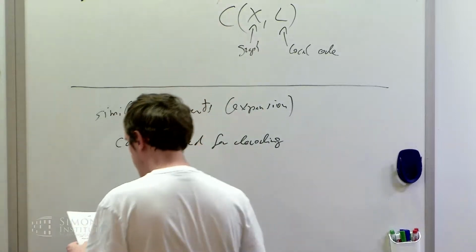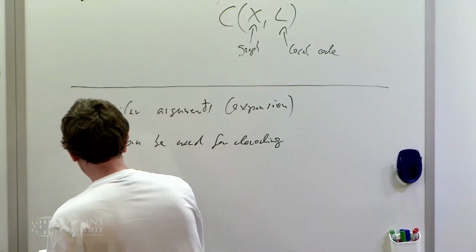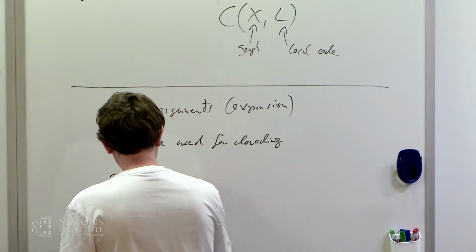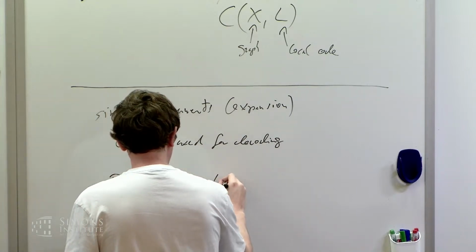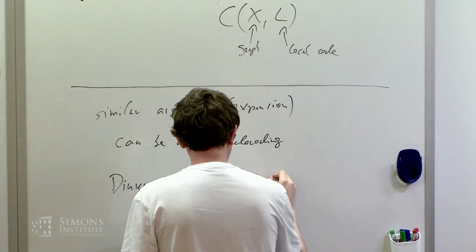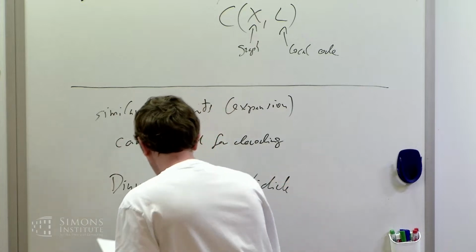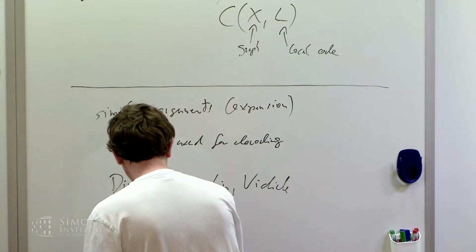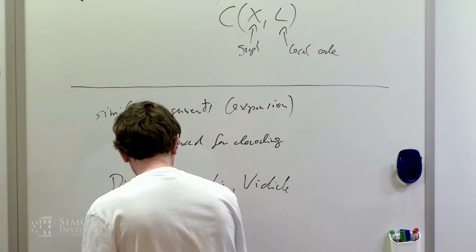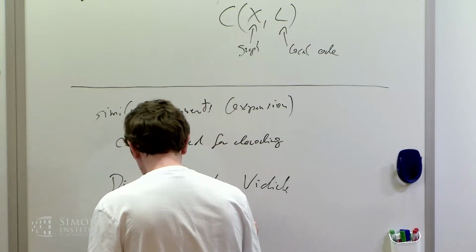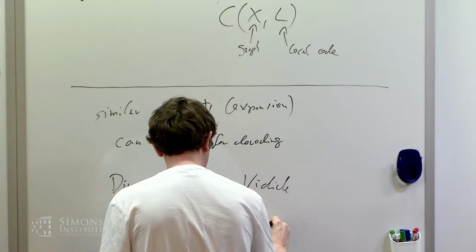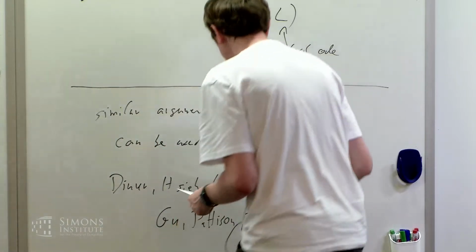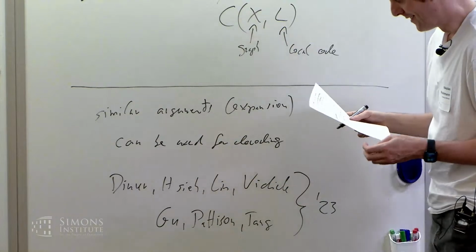And this was developed by Dinur, Hsieh, Lin, and Vidick for the quantum case, and also for the construction by Leverrier and Zémor, by Gu, Pattison, and Tang, both in 23, actually only a few days apart from one another. So it's a very hot topic.